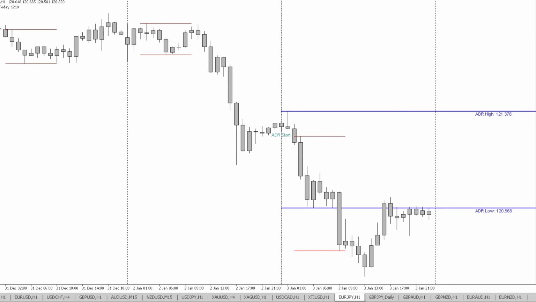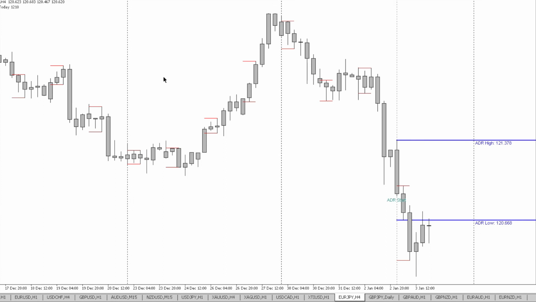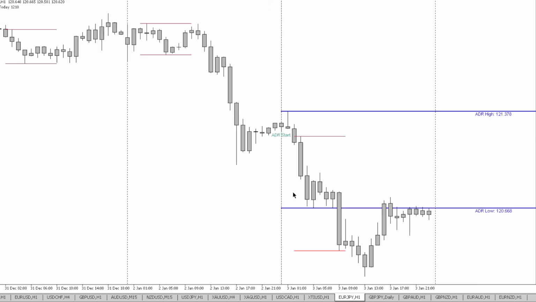Euro yen. So you can see on the last trading day before markets closed up, there was a lot of movement. So on that Friday, there was a lot of movement.